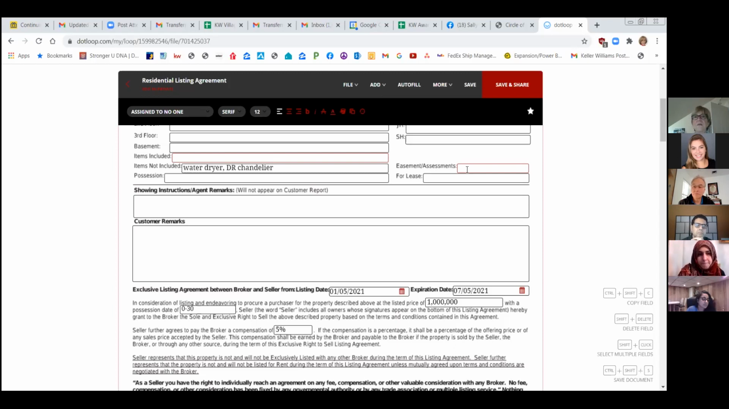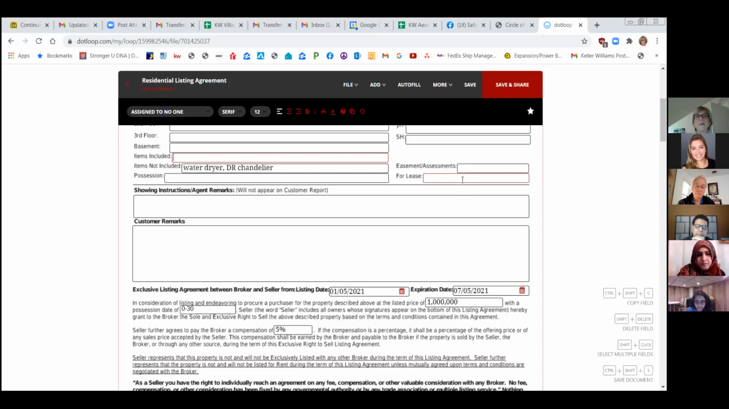Assessments are things from the town. I think I gave you an example the other day when we were doing the contract, that let's say the town has decided everybody has to put in a sidewalk in front of their house, and they're assessing a certain amount of money for that to happen. If that's the case, they either need to decide that, hey, we'll just pay that off before the house closes, or they need to put it in here and let the buyer know that they're going to be responsible for it.